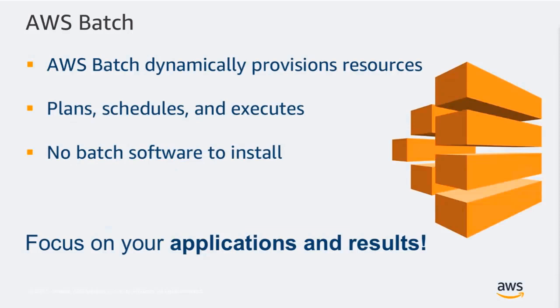AWS Batch dynamically provisions compute resources based on the volume and requirements of the submitted jobs. It will plan, schedule, and execute your batch jobs across resources. There is no batch computing software to install, allowing you to focus on your applications and your results.